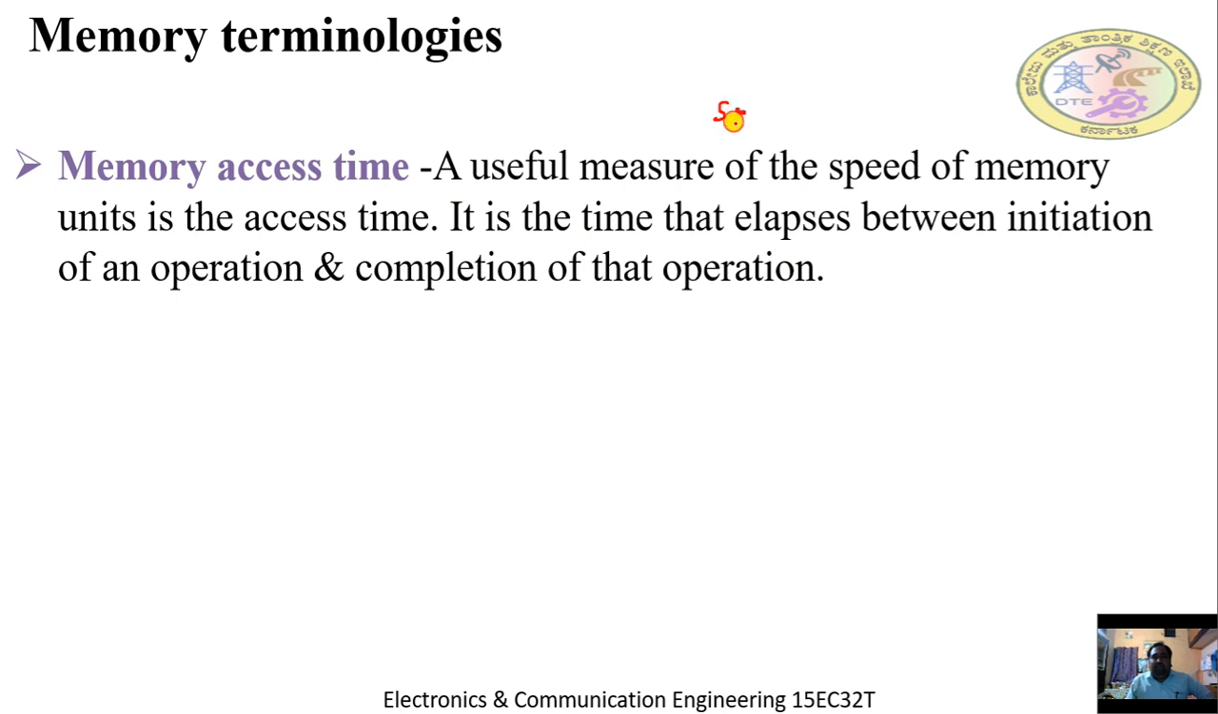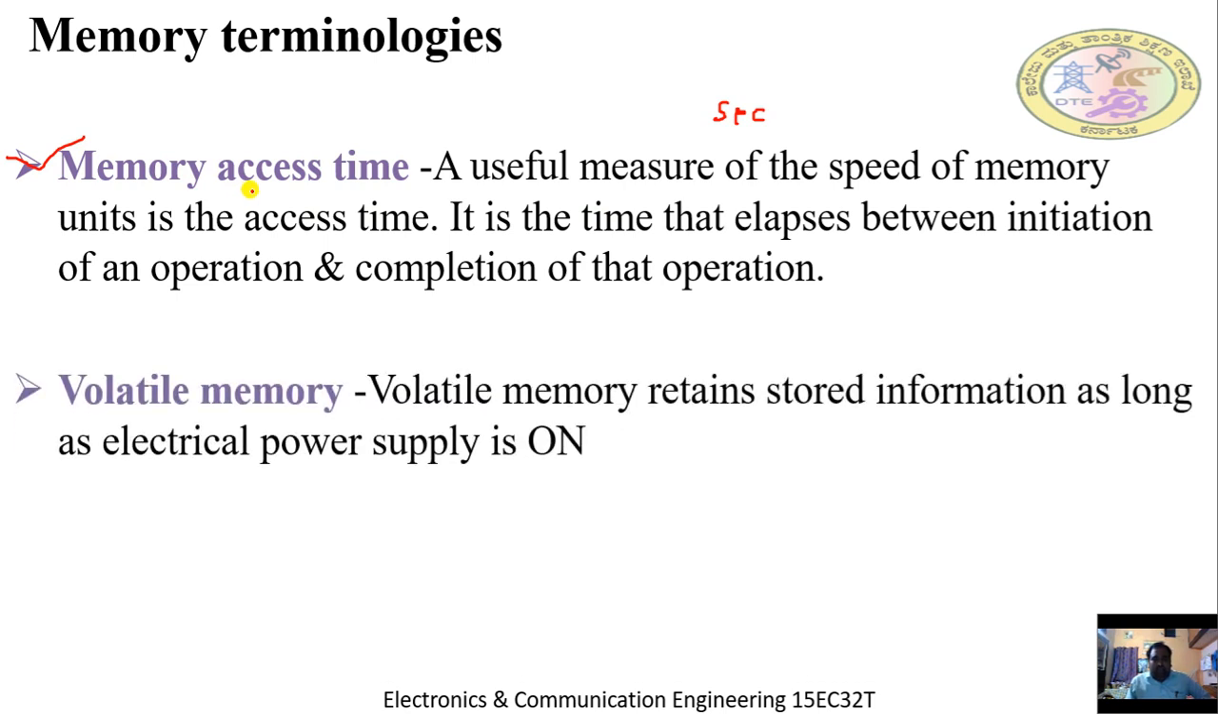a memory access time is less, that means it has a faster access. If a certain memory needs more access time, that means it is kind of a slower memory. So to say whether a memory is fast or slow, this memory access time will play a major role. So next one is volatile memory.